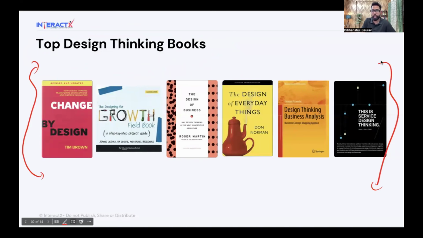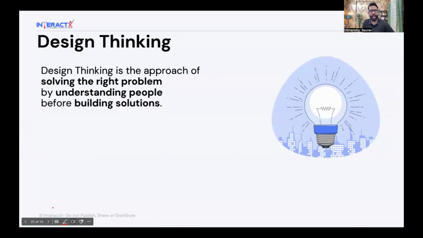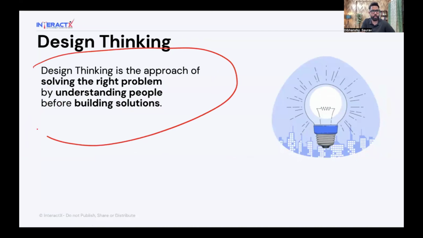And I will also recommend that whenever you have time and you really want to polish up your design thinking, try to start reading these books, which is going to give you a lot of clarity in your thought process as a business analyst. So to start with, what actually is design thinking? If you go through this definition, it says design thinking is the approach of solving the right problem by understanding people before building solutions.